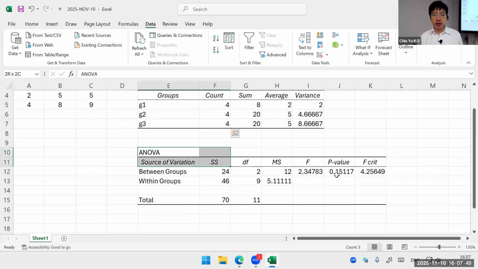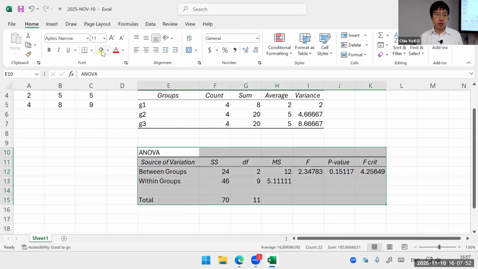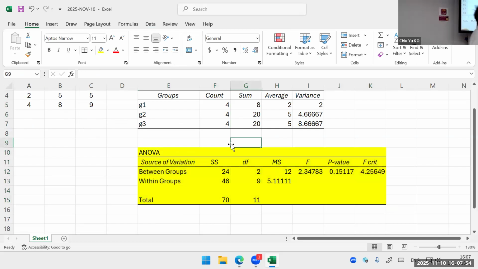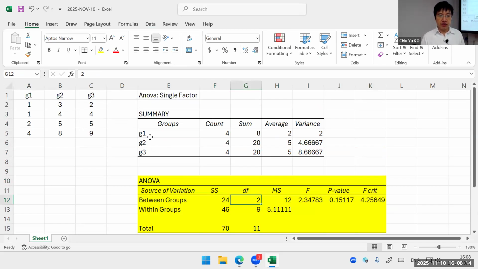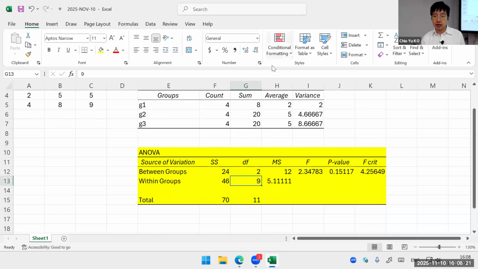Nothing new there. The most important part is this one, ANOVA. And as we expect, 70 is our SST. For my example, this is SSW, and this is SSG, across groups. The degree of freedom across groups is number of groups, 3 minus 1, which is 2, and within group is 12 minus 3. Maybe just write it down here.